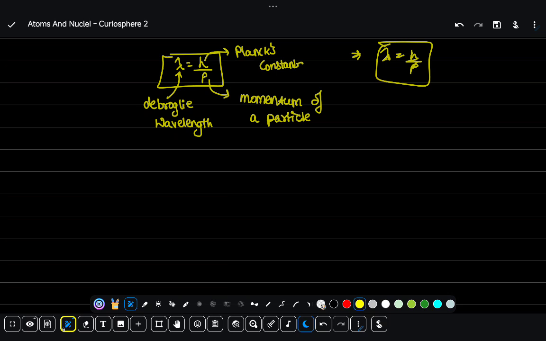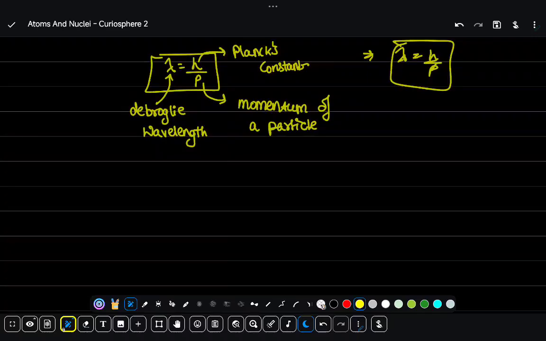Now you may think, for matter, if it has wave and particle duality, then why don't we human beings have a wavelength and we have only a mass? You have to be very clear that this formula is at a very microscopic level. That is, our mass is macroscopic when compared to the masses of subatomic particles, right?